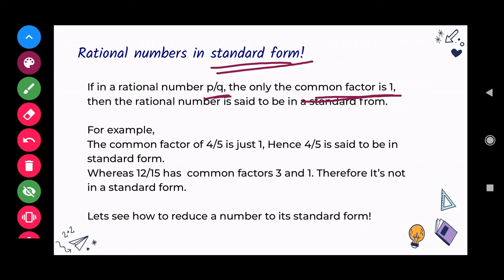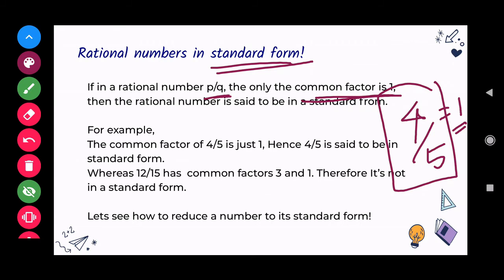What do we mean by common factor is 1? Let's understand this by taking an example, 4 by 5. 4 by 5 is a rational number. The common factor of 4 and 5 is 1, which means no other factor can be used to divide these two numbers. We cannot use 2 or 3 or anything. We can use only 1. Hence, this is the standard form of this rational number.